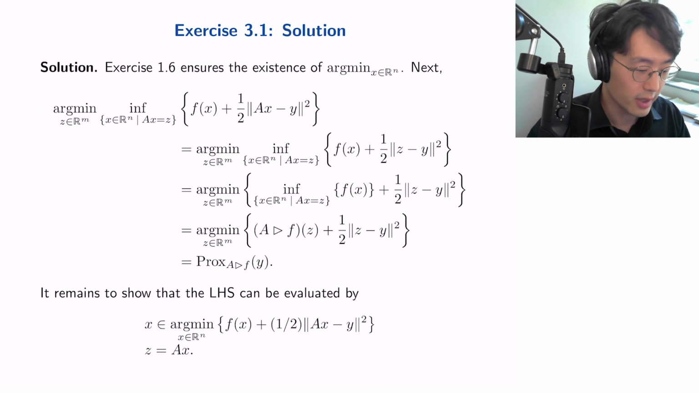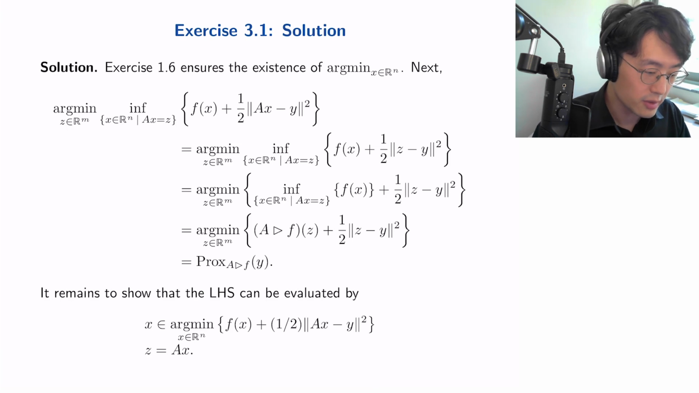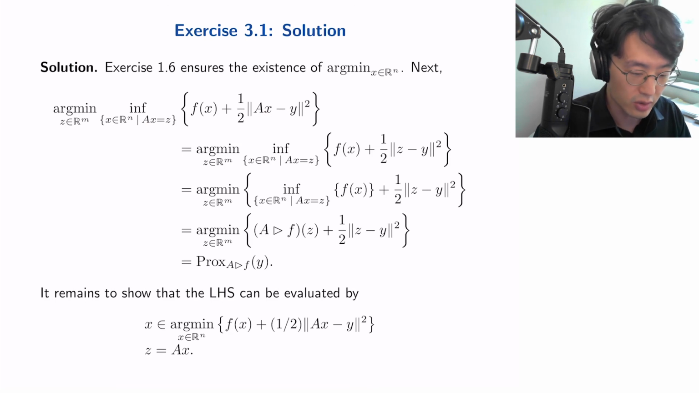So let's perform some calculations. Here on the inside, we are performing an infimum, a minimization with respect to x, subject to the linear equality constraint Ax equals z. Since Ax is constrained to be equal to z, we can always replace any instance of Ax with just z. So we do so here. Ax is replaced with z. Everything else remains the same.